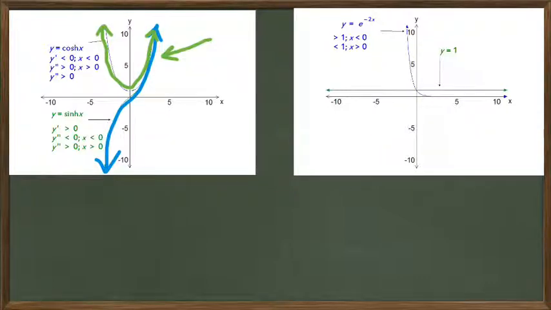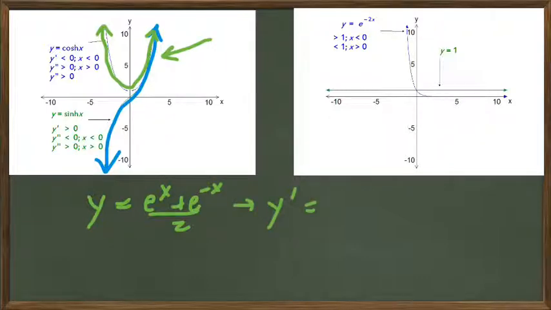Now what about the derivatives of these functions? If we take the derivative of cosh x, so y equals cosh x looks like this, we get y prime is (e^x minus e^(-x)) over 2. So the derivative of cosh x is sinh x, and then if we take the derivative again, we get back to that, right? So y double prime is back to that.